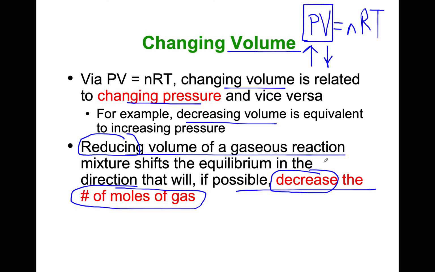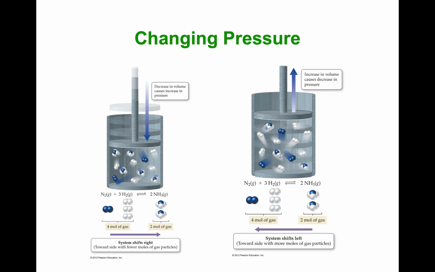So let's look at an example of that. Here, decrease in volume. This is a movable piston. It shows a decrease in volume. And we can see we have 1, 3, that's 4 moles of gas on the left, 2 moles of gas on the right. So if you have a decrease in volume, that goes to the right with the fewer moles of gas. However, I want you to think about this in terms of pressure as well.